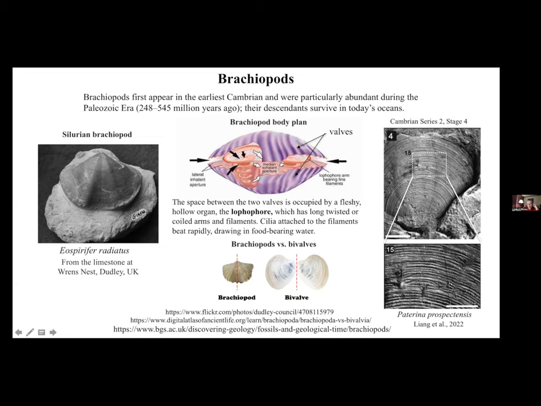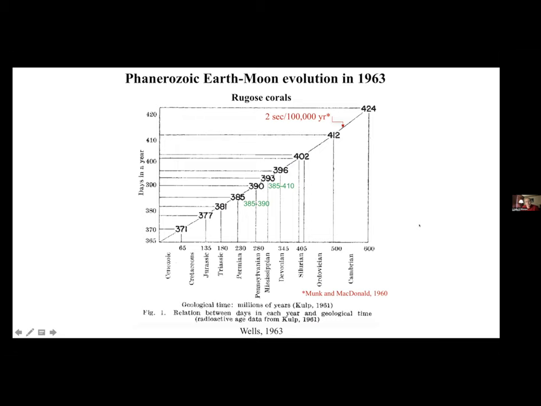So in 1963 was the first attempt to analyze rugose coral growth and put it in a context of geologic time. So actually what this shows is these are not data points here. This is a line, this is a model, a prediction of what the evolution back to the Cambrian should show in terms of days per year, given a change of 2 seconds per 100,000 years back through geologic time, which was estimated originally by Munk and MacDonald in 1960.